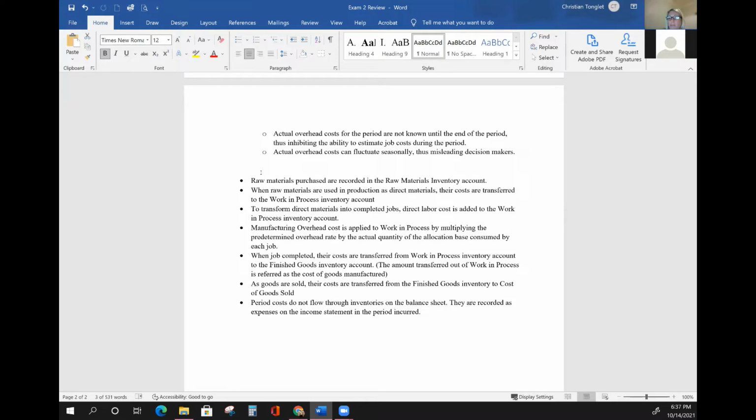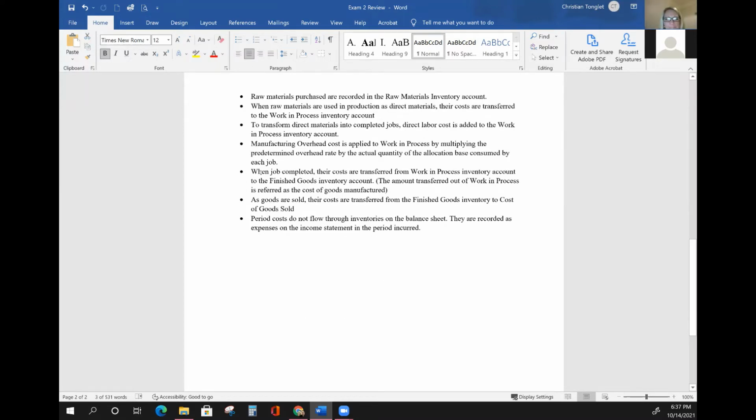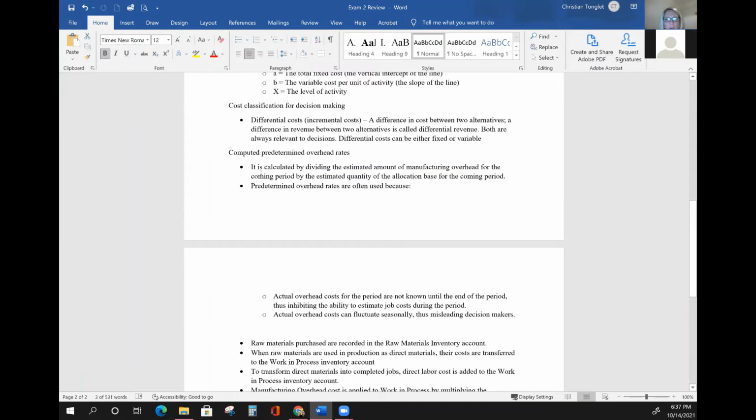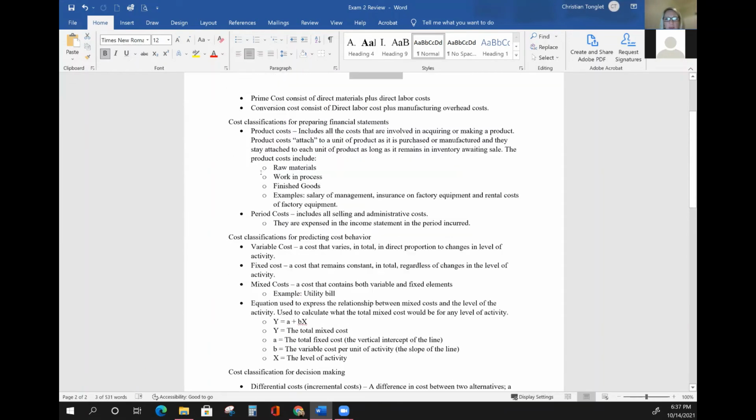Those period costs are going to get expensed right into the income statement for the period in which those expenses are incurred. So they're recorded as an expense on the income statement in the period incurred. Okay. All right. So know all of that, because there's going to be some questions that come out of that.